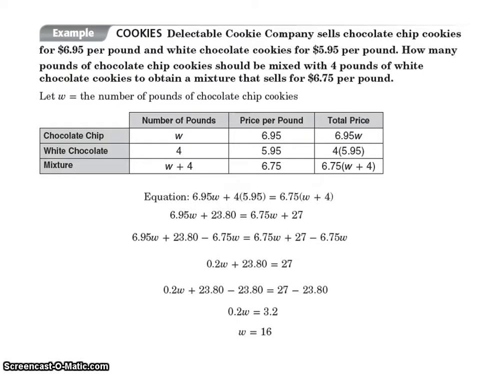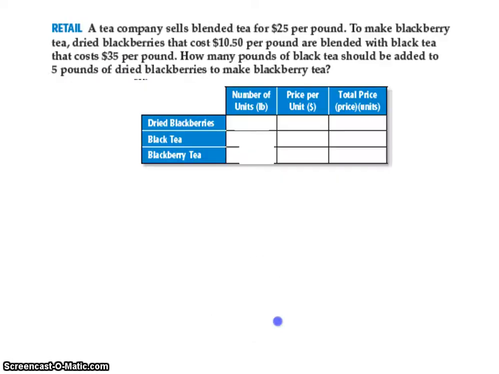Okay, this is a problem. If we hadn't had the chart, we wouldn't have been able to do it. Now this is one of those where we also need a little more help, so let's look at one more. The tea company sells a blend of tea for $25 per pound. To make blackberry tea, dried blackberries that cost $10.50 per pound are blended with black tea that costs $35 per pound. How many pounds of black tea should be added to 5 pounds of dried blackberries to make blackberry tea?